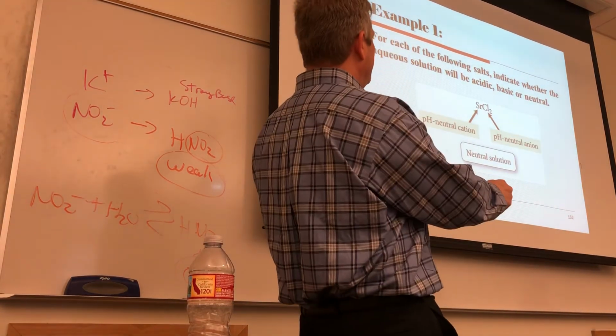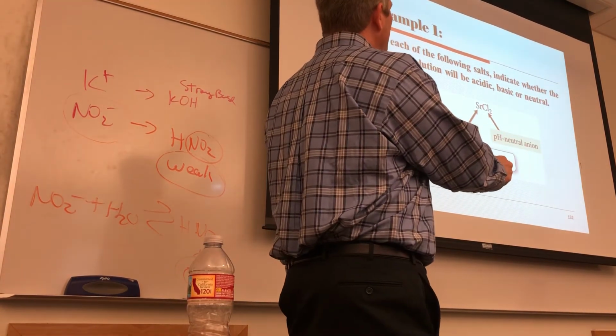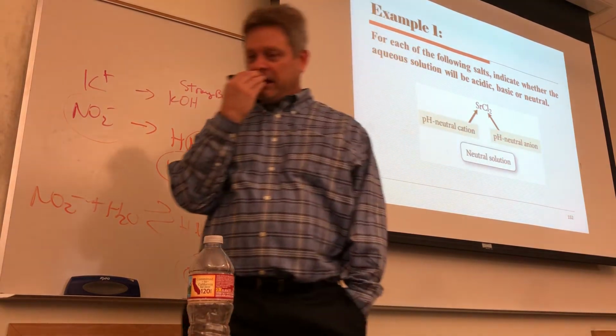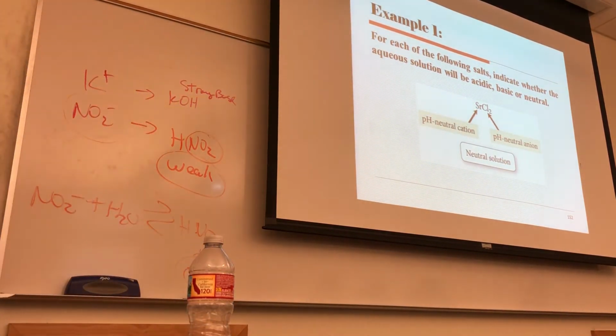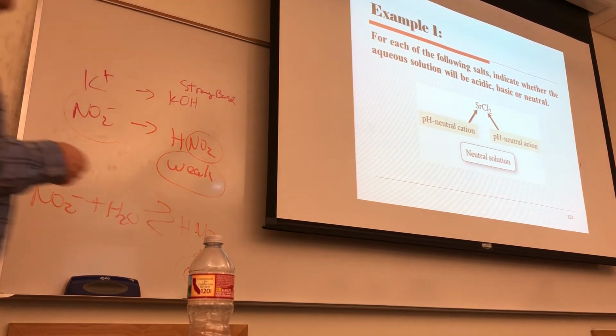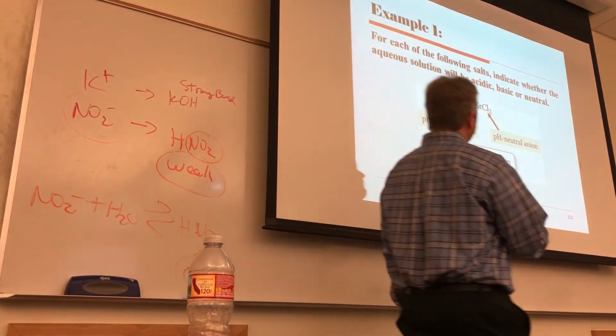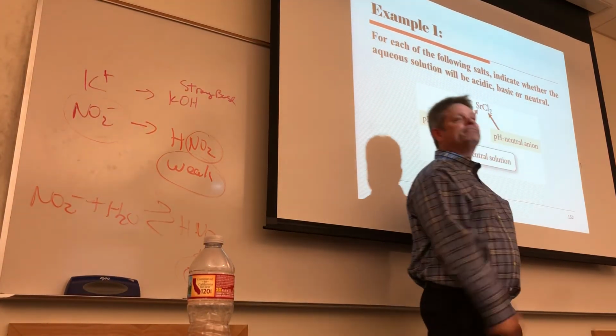What did I do? I had to identify what this is and this is. And how do I know strontium is a pH neutral cation? Basically, it's in group 2. So anything in group 1 or 2 is pretty much pH neutral. They're not small, highly charged metals. pH neutral anion, Cl-, right?